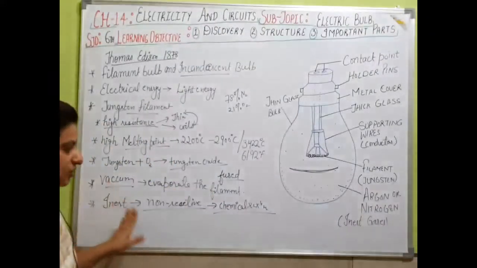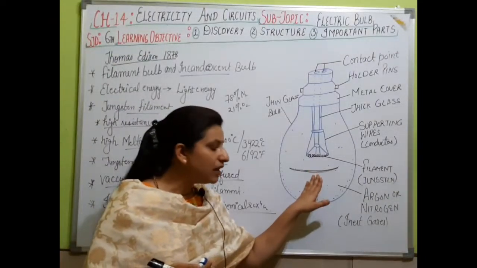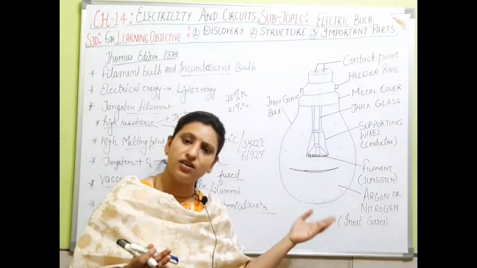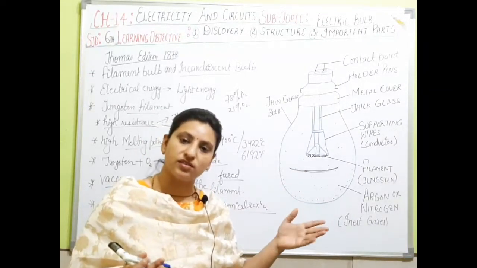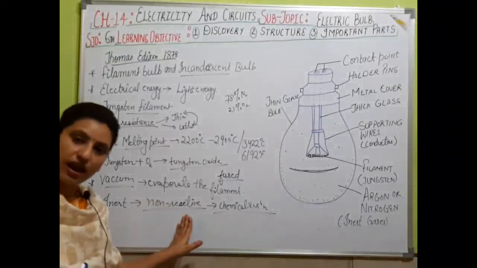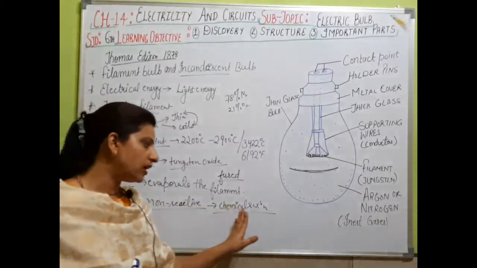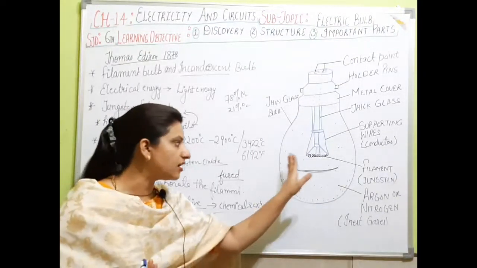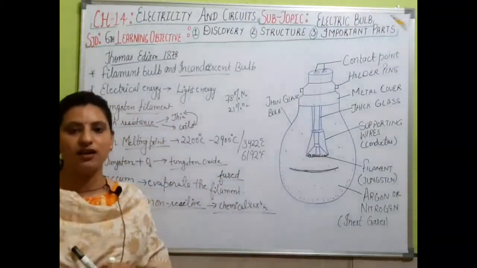Then the last point is this, that the bulb has inert gas inside it, either argon or nitrogen, but inert gas is present. Why is inert gas present? Because the inert gas is non-reactive and it doesn't undergo any kind of chemical reaction. So it is acting as an insulator between the tungsten and the glass bulb.